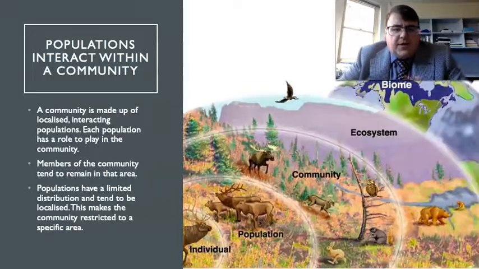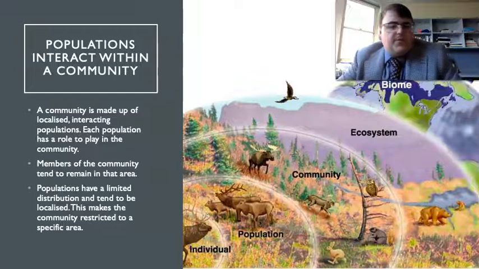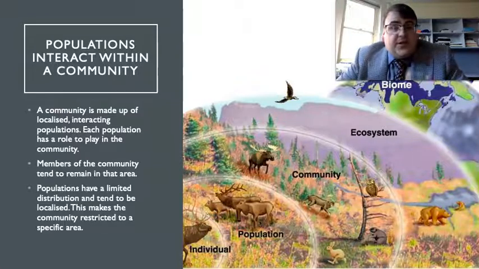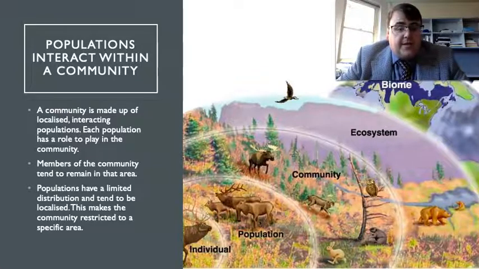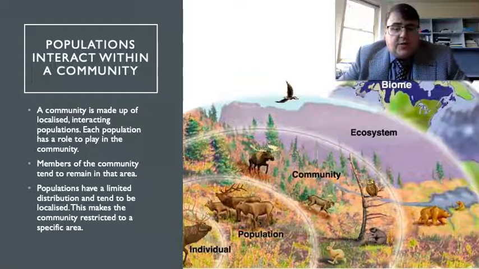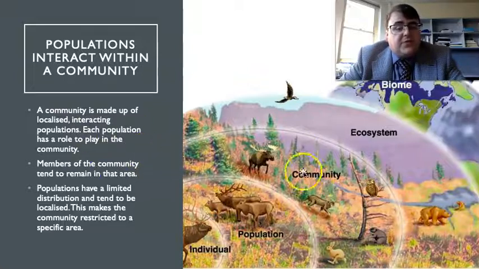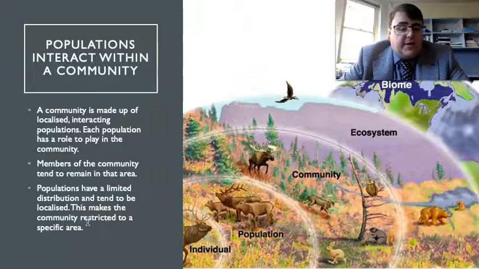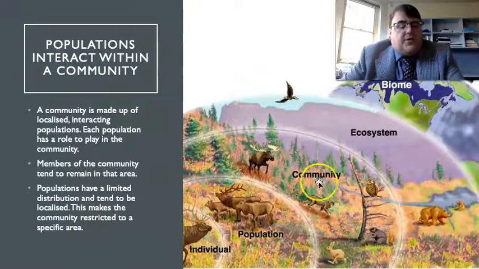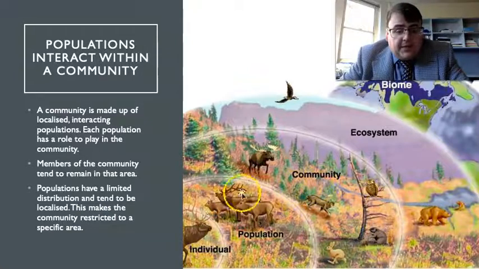So, starting. Looking at populations interacting with the community. First off, there's two terms straight away that we need to discuss there, populations and community. So first one, community. Community is made up of localized interacting populations. So community is made up of different populations all interacting together. And each population has its own specific role to play in that community. If you're a member of a community, you tend to stay in that area and you don't move into other communities. So that's great that the community is a group of populations, but what is a population?